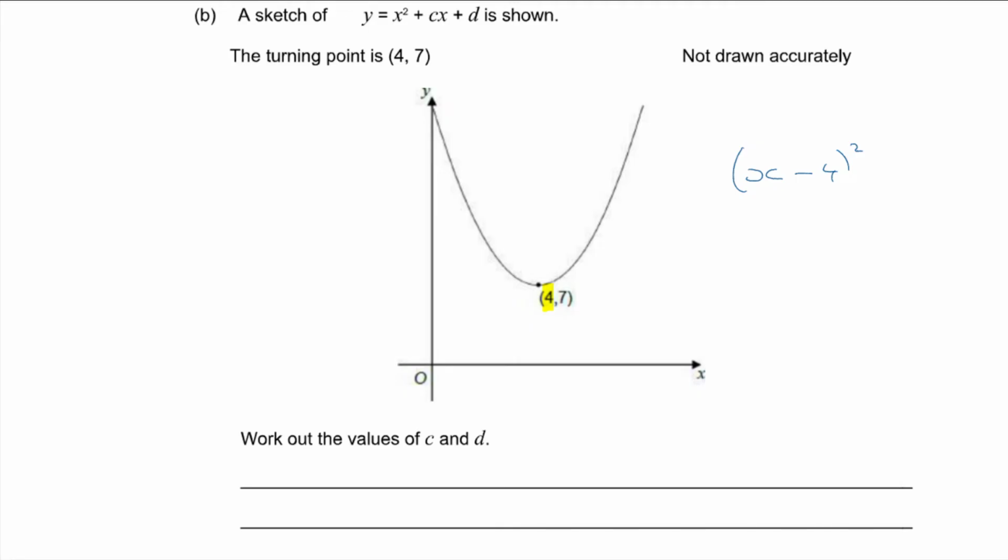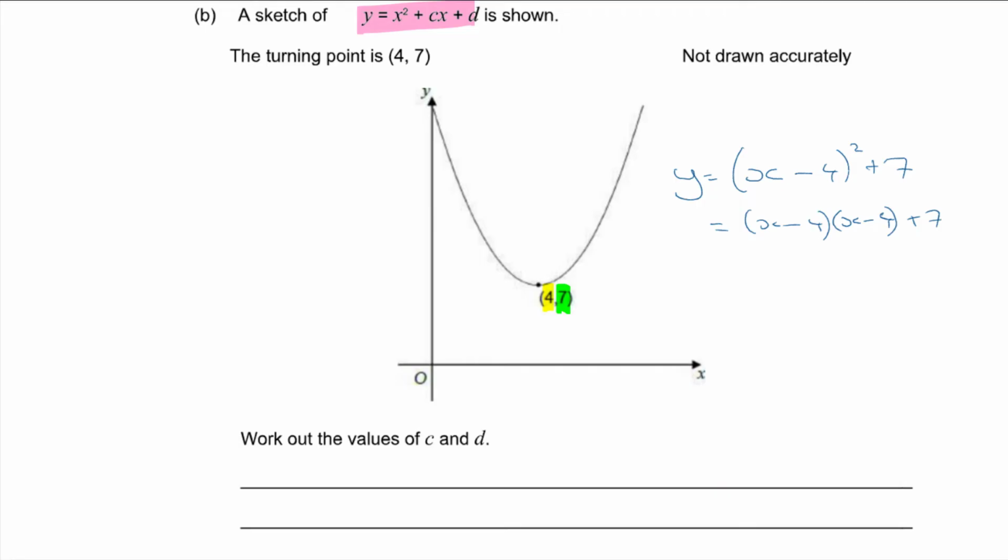And then this number here is the bit that you add on the end, outside of the bracket, plus 7 like that. So that is the equation of my line, y equals x minus 4 all squared plus 7. But that's the completed square form, and we actually want the expanded form. So we're going to have to multiply that out. So x minus 4 all squared, x minus 4, x minus 4 plus 7, just writing out a double bracket like that.